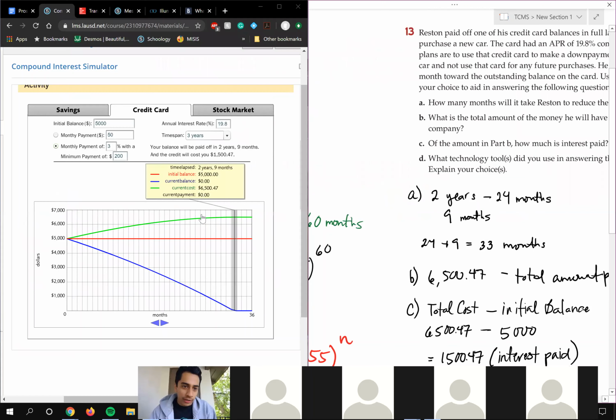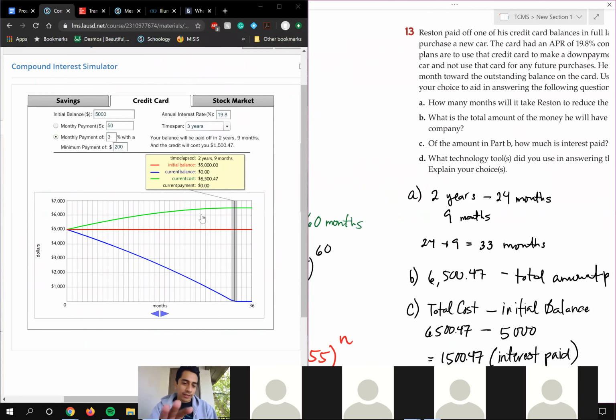So any questions so far in terms of at least reading this graph? If you type in the values correctly, then you should be all right.